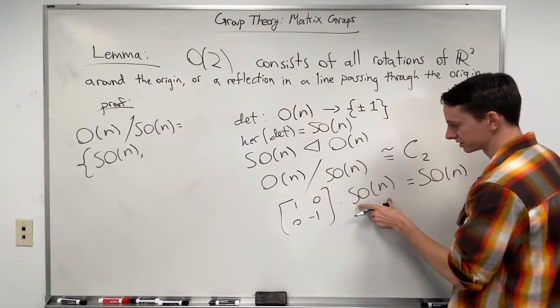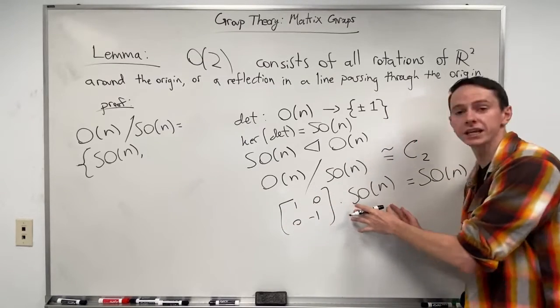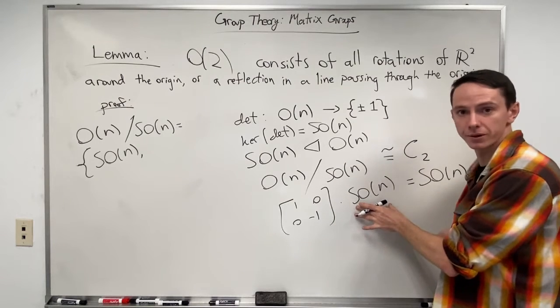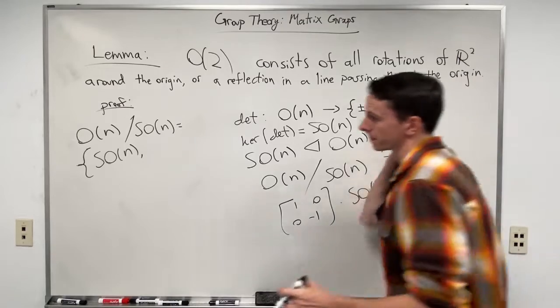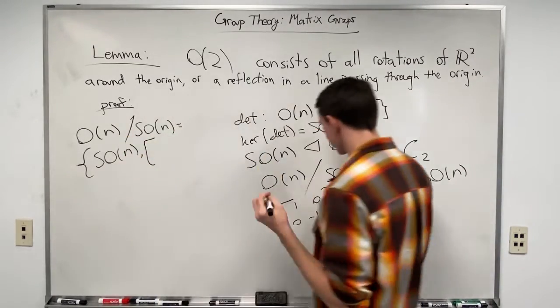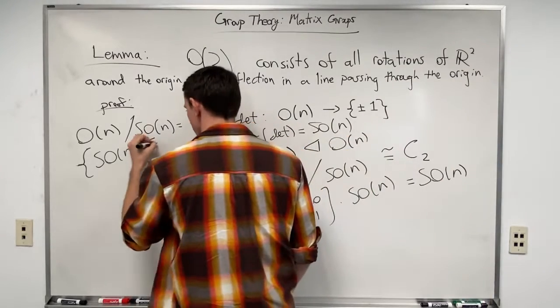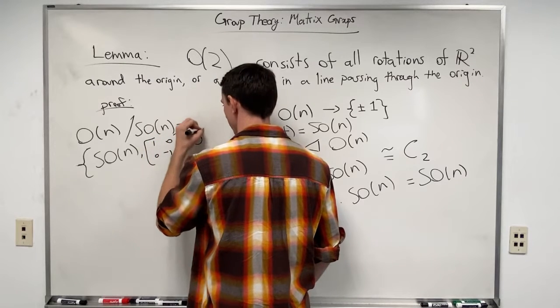Whatever this element is, meaning this matrix times any matrix in SON, that resulting quantity cannot be in SON, just because SON is closed. So that tells us something: one left coset is SON by itself. The other left coset, because there are only two elements, is going to be the matrix 1, 0, 0, negative 1 times some element of SON.